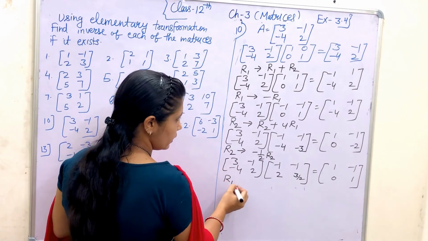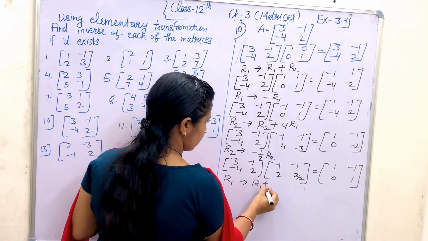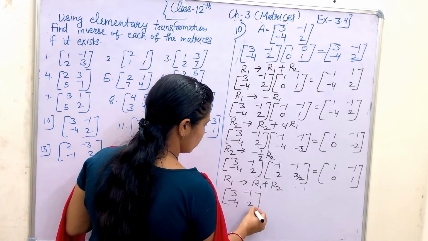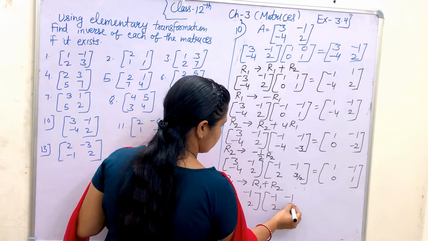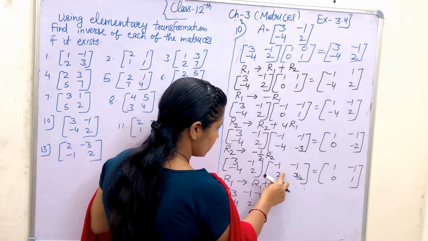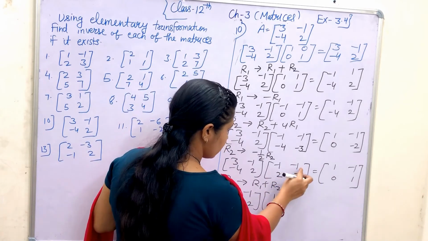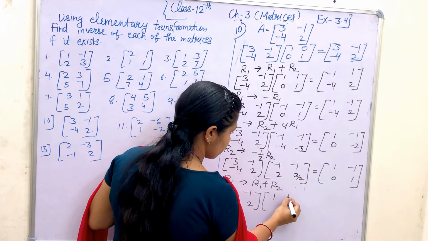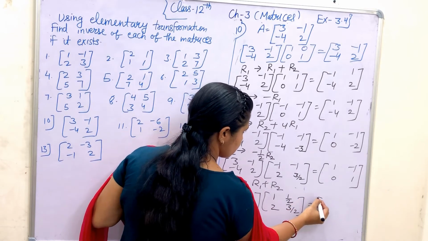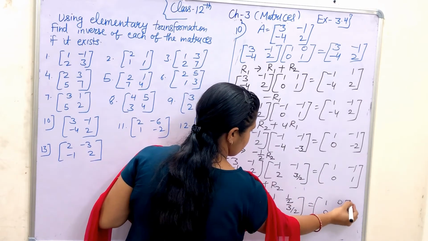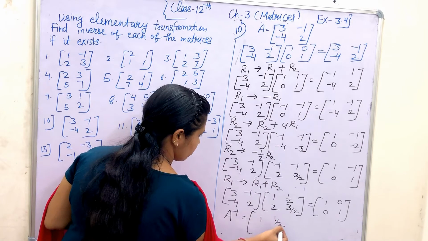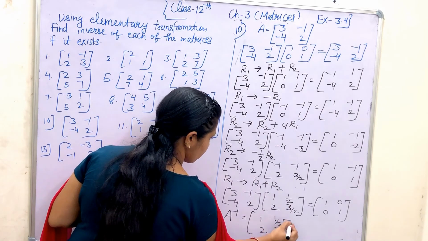Now R1 plus R2. We get 3, minus 4, minus 1, 2, minus 1, minus 1, 2, 3 by, sorry, R1 we have to change to R1 plus R2. This plus this means 1 minus 1 plus 3 by 2, that is 1 by 2, 2, 3 by 2. Here is 1, 0, 0, 1. So our A inverse is 1, 1 by 2, 2, 3 by 2.